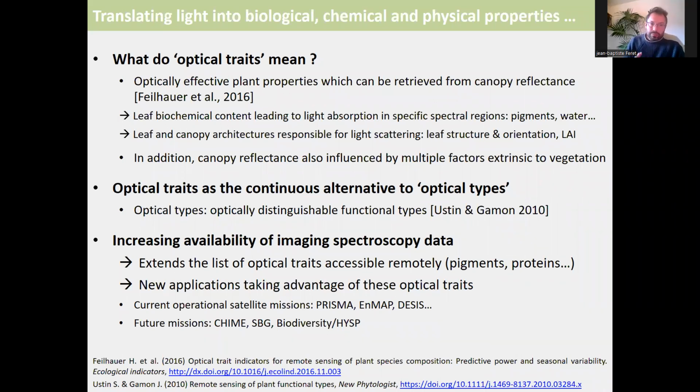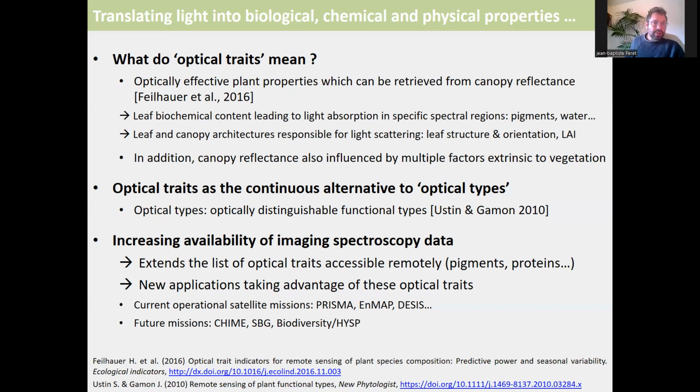Just to give a view for people who are not familiar with optical traits, these optical traits are basically the continuous alternative of optical types, which correspond to optically distinguishable functional types, which were introduced by Ustin and Gamon. And so why are these optical traits so interesting?